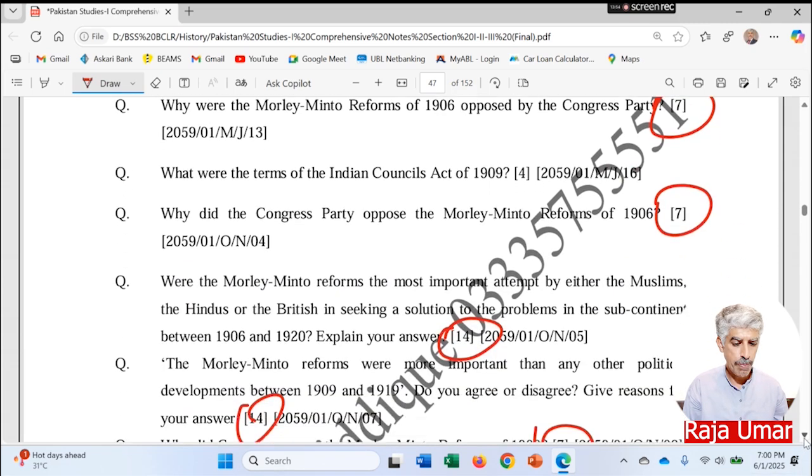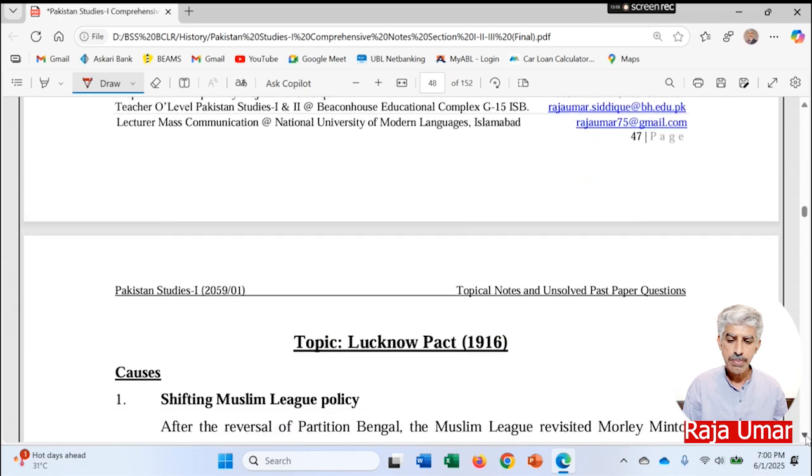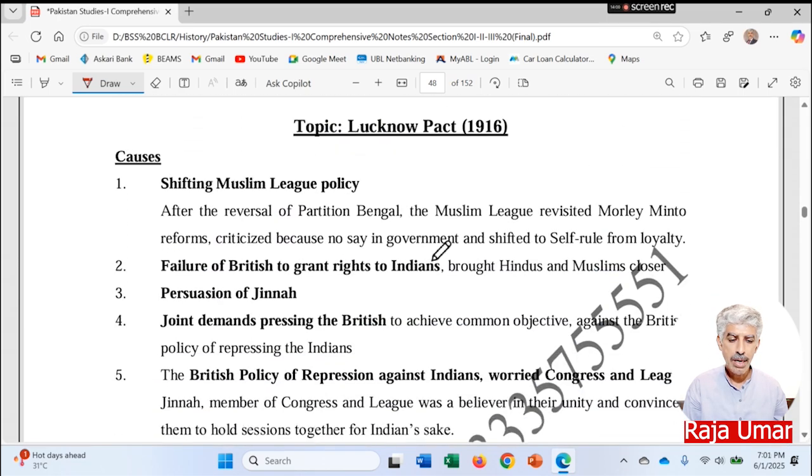So this was the topic, that was the Morley Minto reforms. Now moving on. Lucknow Pact. Lucknow Pact of 1916, Ambassador of Hindu-Muslim Unity. Quaid-e-Azam was given this title just because of this event.